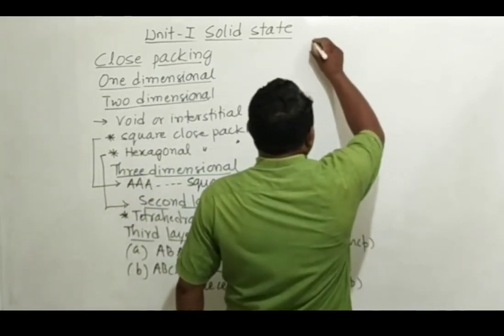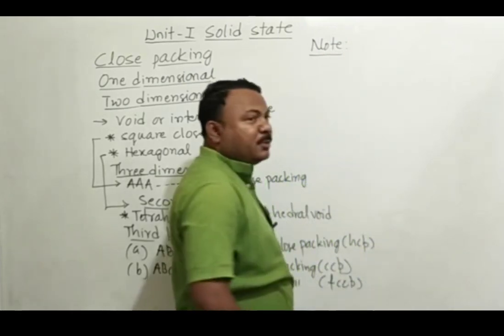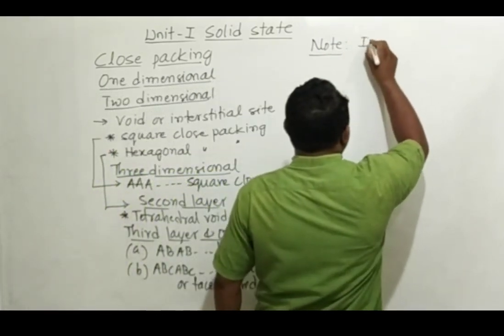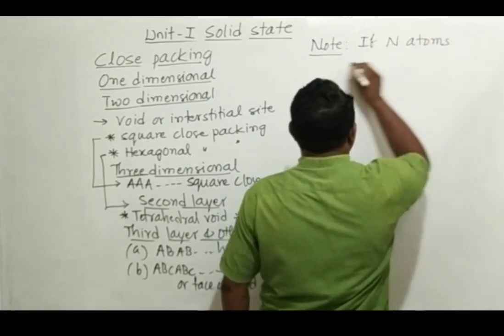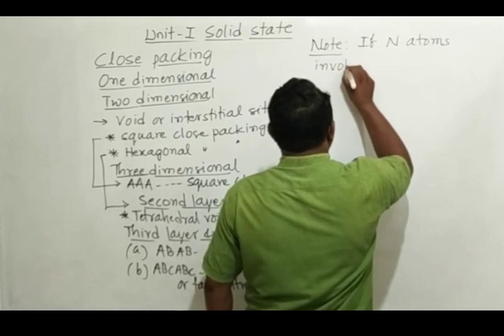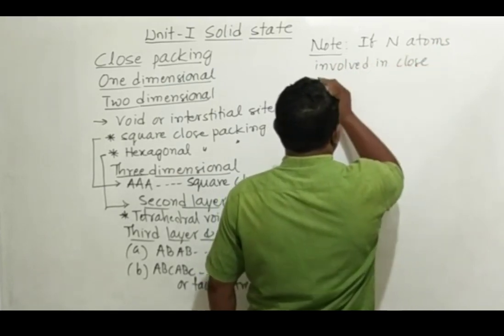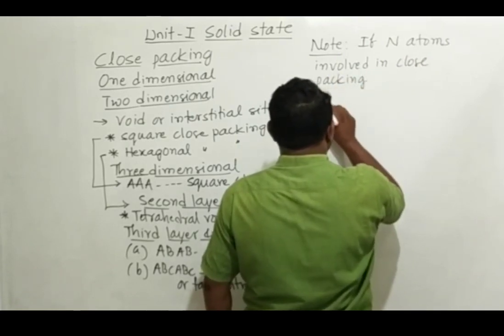Remember one important note which is very essential for solving problems on the solid state. If n atoms are involved in close packing, remember the number of tetrahedral voids and the number of octahedral voids.